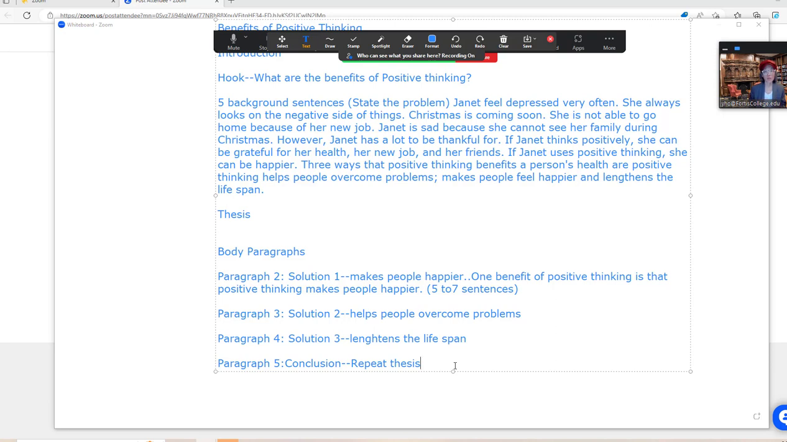So you would say three ways that positive thinking benefits a person's health are that positive thinking helps people overcome problems, positive thinking makes people feel happier, and positive thinking lengthens the lifespan. After that, you summarize your essay in 5 sentences. In other words, what do you want your reader to take away from this essay? So this will become your essay 1, okay? So your problem solution essay.